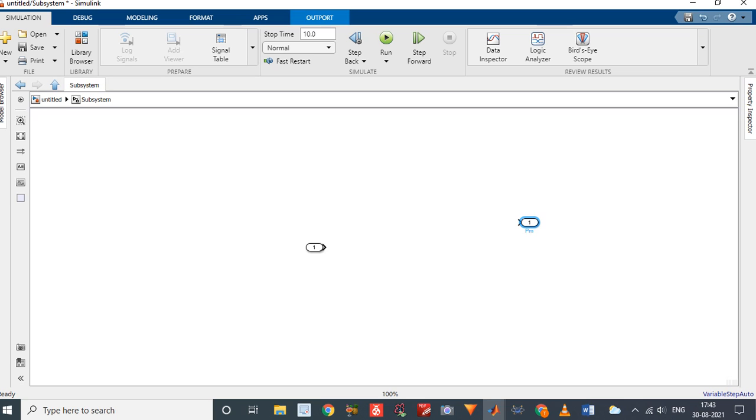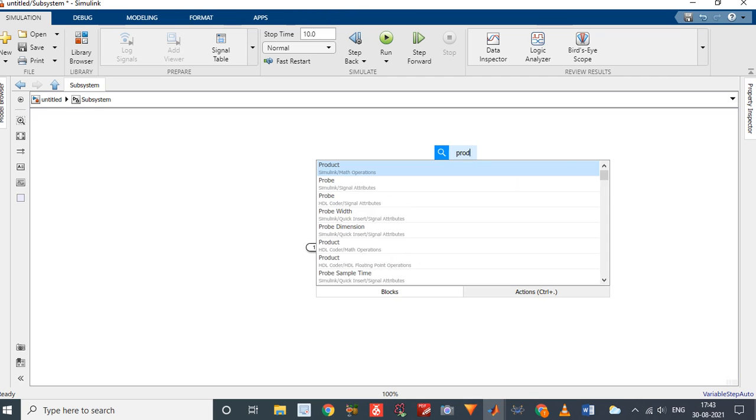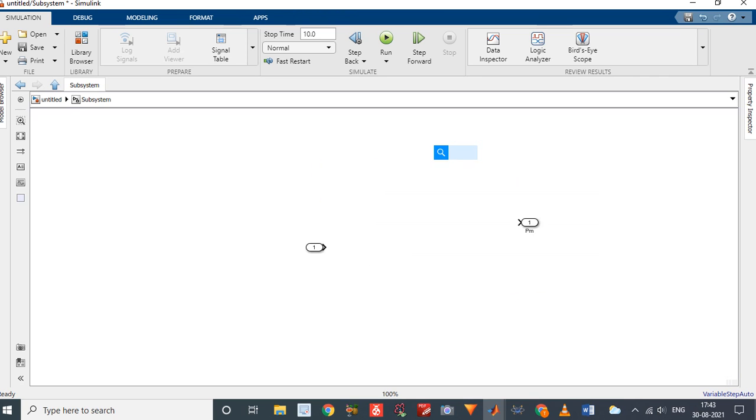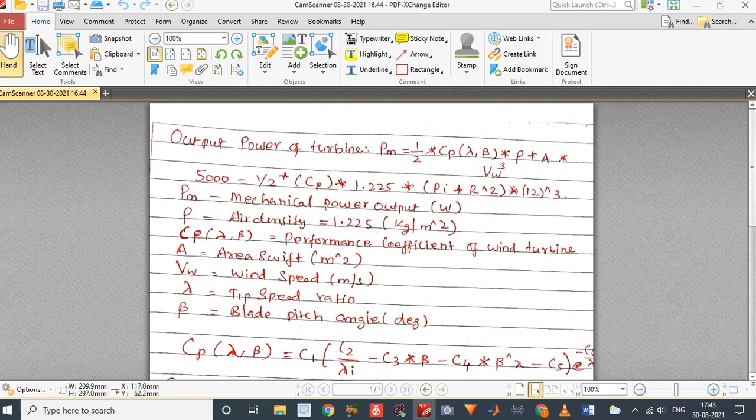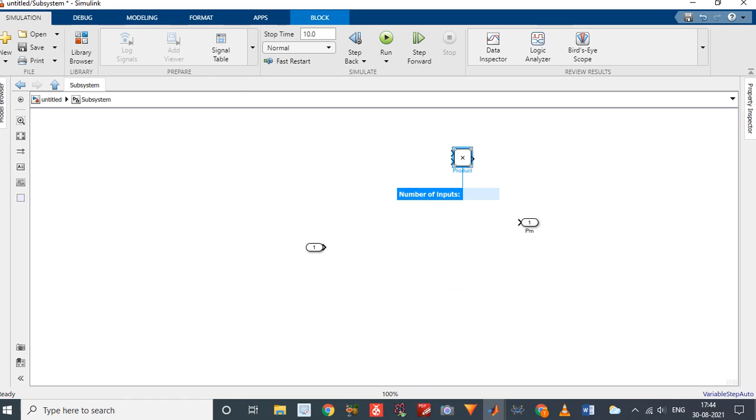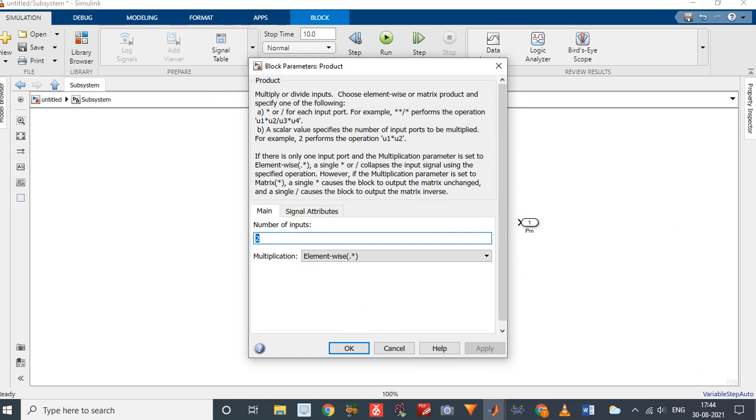PM. And then take a product, because we have to create the equation. I'm going to make this equation, nothing else. The output power will be 5000. That's why I'm coming from this side, left to right. So we have to use the product block. Here I have to change this to 4, because we have to multiply 4 parameters. Just take 4. Apply.